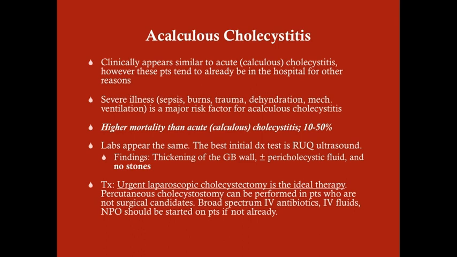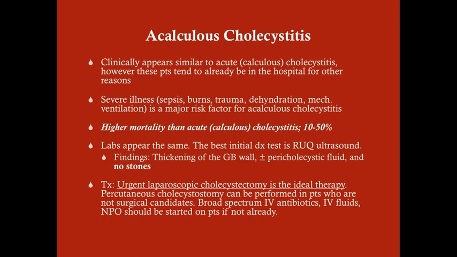They were dehydrated. They are on mechanical ventilation. All of those things are severe stresses on the body, and they put you at risk for acalculous cholecystitis. So severe illness is a major risk factor for acalculous cholecystitis. So if you ever have a sick patient who's in the hospital for other reasons, now complaining of right upper quadrant pain, you are concerned of acalculous cholecystitis.